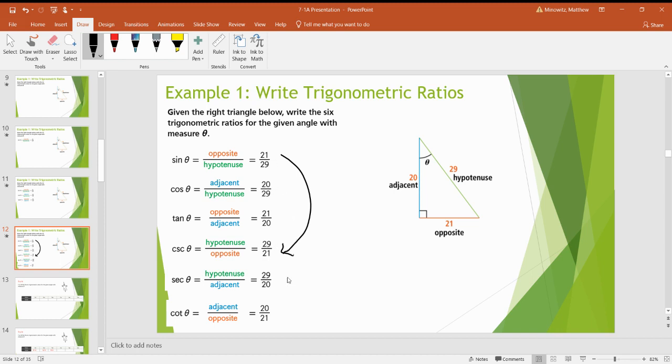Same thing with cosine and secant. Same thing with tangent and cotangent. And this really is helpful if I label my sides, opposite, adjacent, hypotenuse. Those details are crucial.